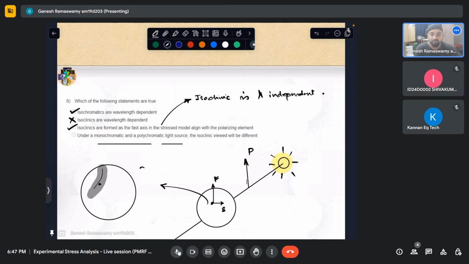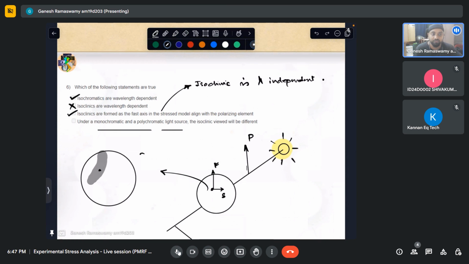And why is it black? Not because of retardation, it is because the light is getting cut there totally. So that is why this is black. There is no light entering from that point. So this is one way to differentiate between isoclinics and isochromatic fringes. We load a model in a plane polariscope, we see two types of fringes. Now if I were to change the wavelength of the light, only isochromatics will change color. Isoclinics will still remain the same.